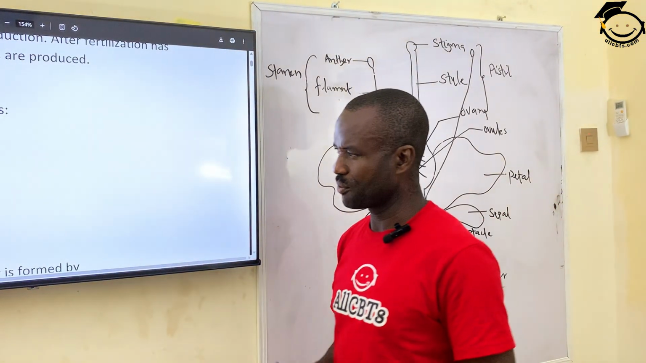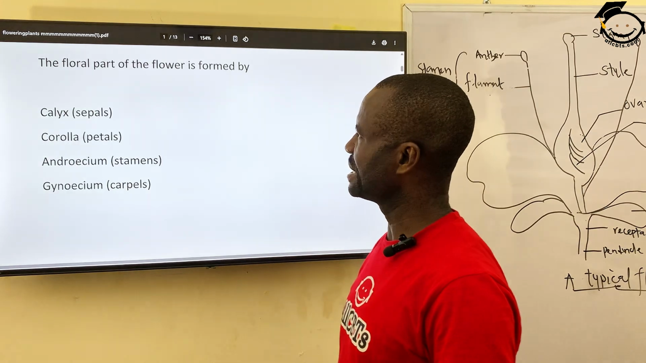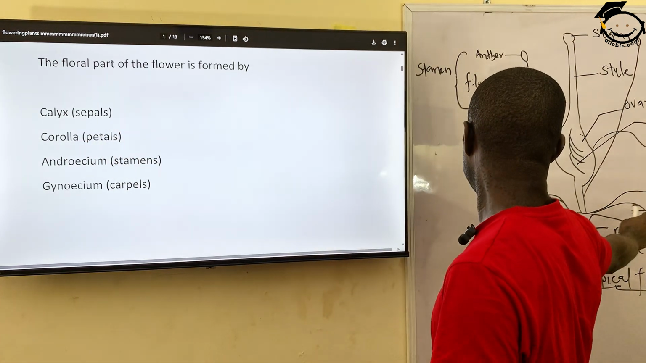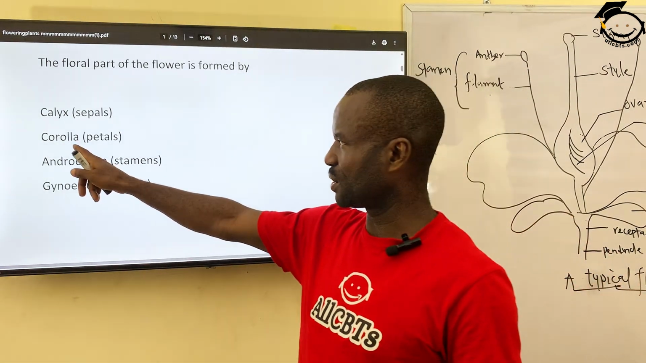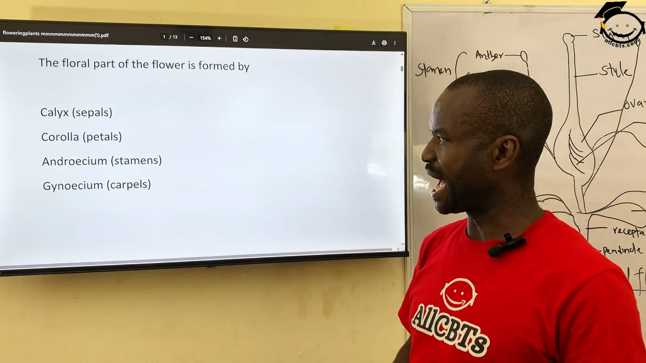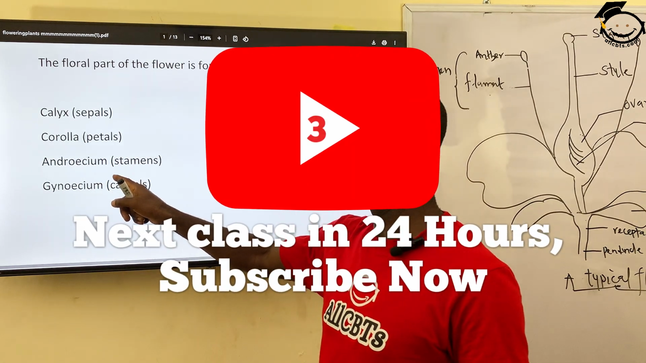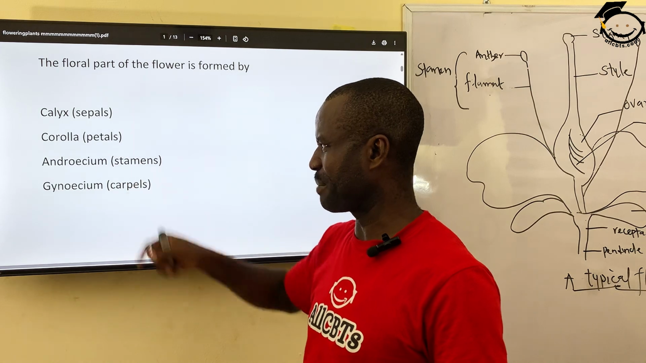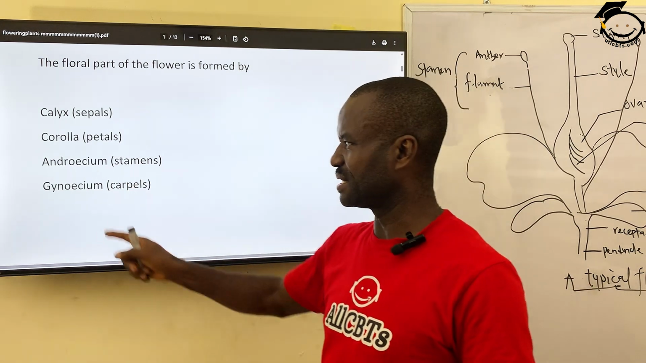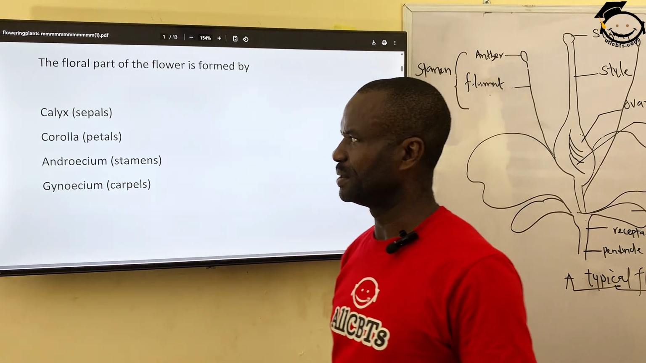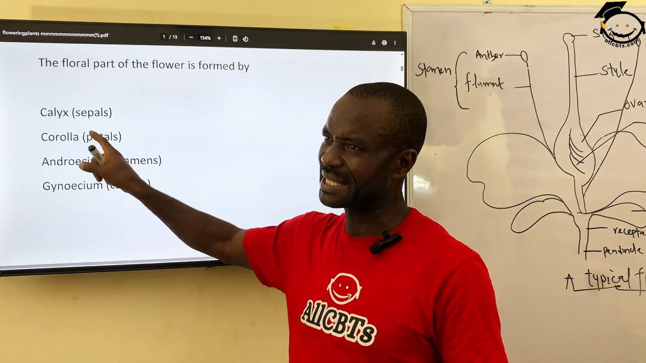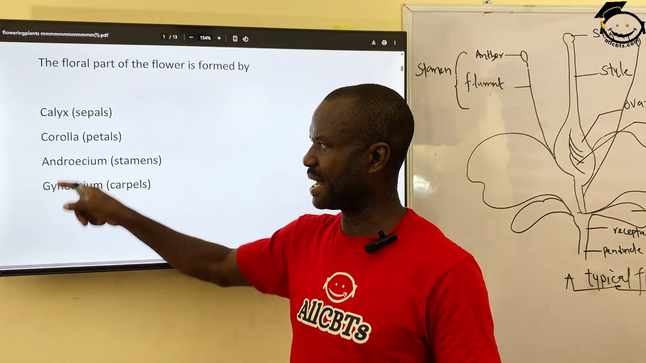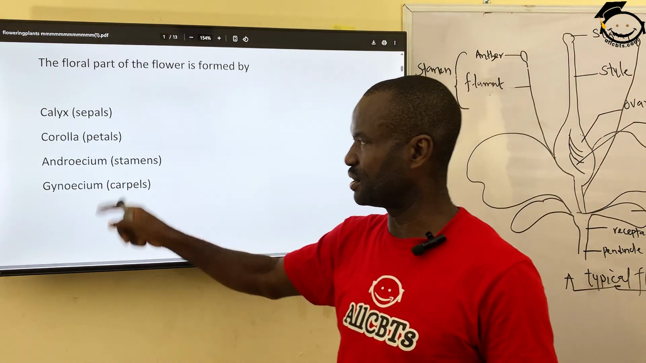Now, let's move on. The floral part of the flower is formed by a calyx, otherwise known as the sepal; the corolla, otherwise known as the petal; the androecium, which is the male sexual part of a flower, otherwise known as the stamen; and the last one, the gynoecium, which is the carpel. These are the four floral parts in a given flower: calyx, corolla, androecium, and gynoecium.